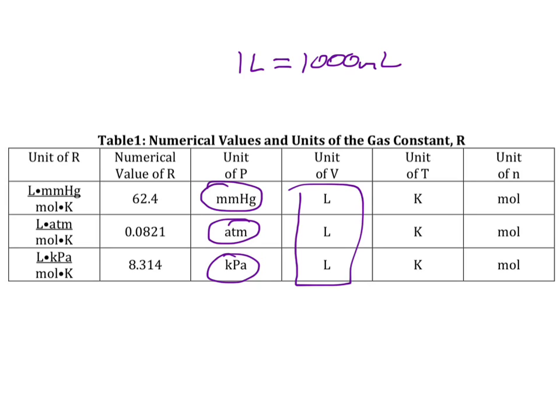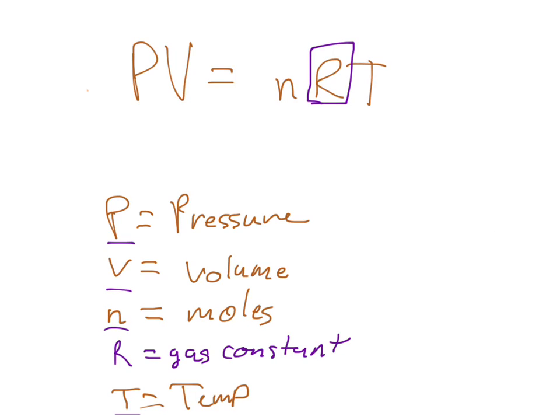And so when you're working through these problems and you're trying to figure out which R to choose, whatever units your pressure is in is going to determine which R value you use. Now, just a quick reminder, temperature has to be in Kelvin, so if you're given Celsius, you have to convert to Kelvin. N has to be in moles, so if you're given grams, you have to convert to moles. Volume has to be in liters.